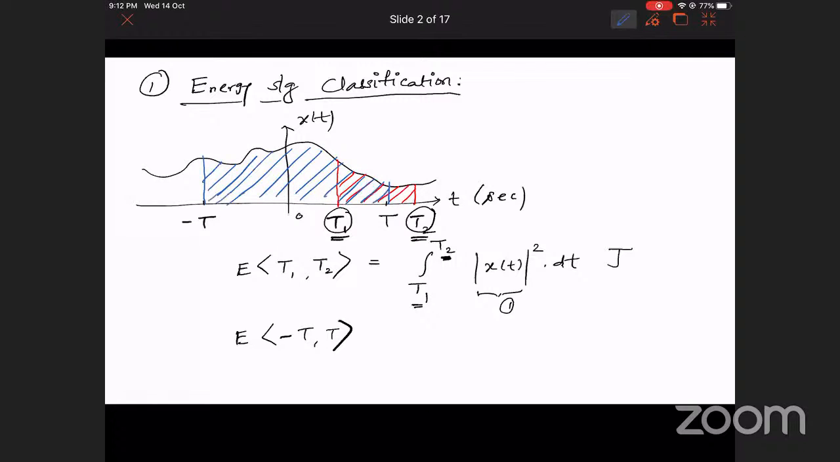So what should be the modification in the formula? Very simple question I have asked. Tell me.